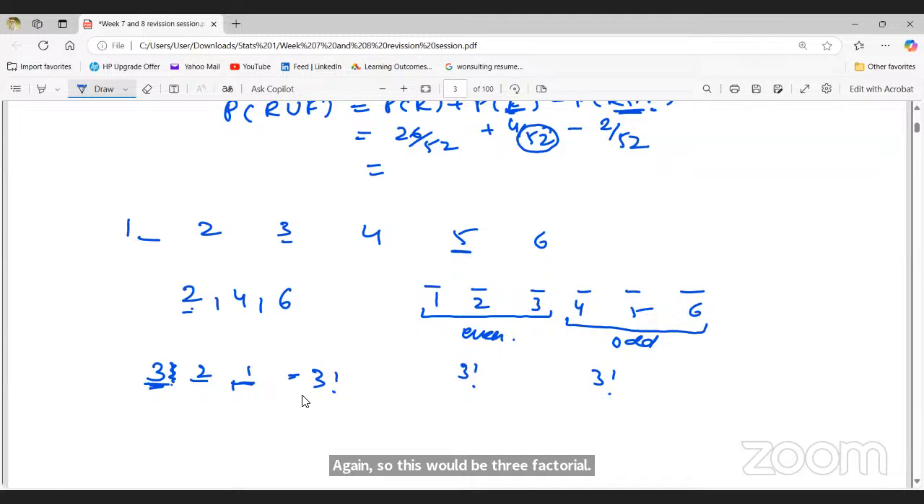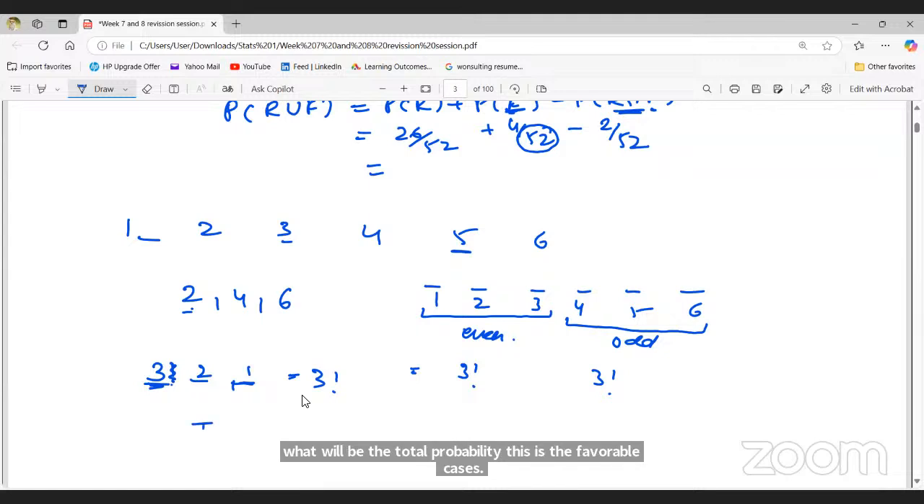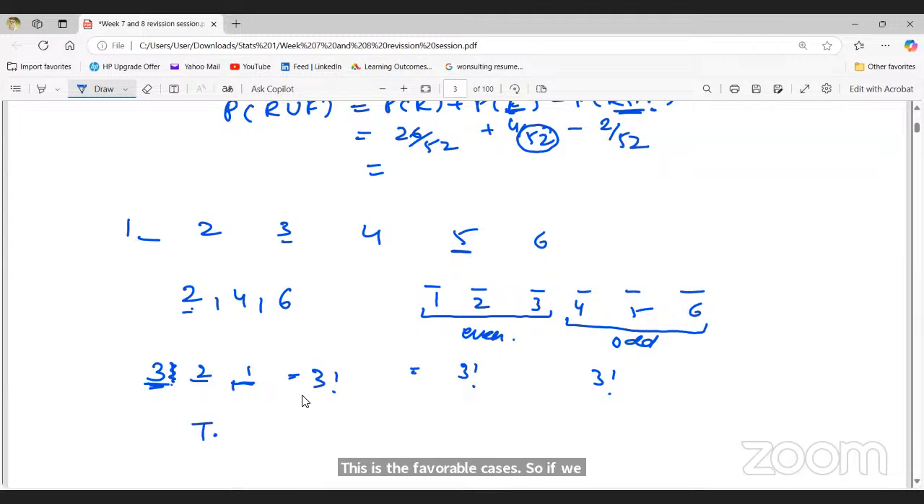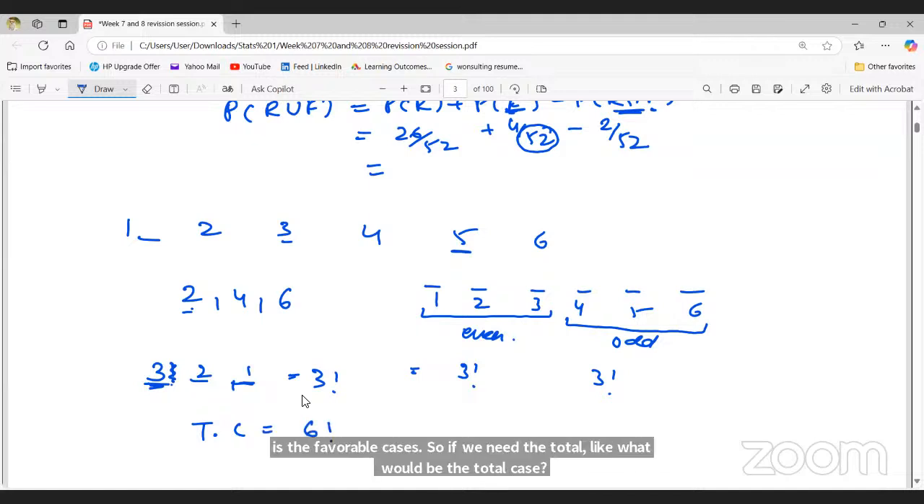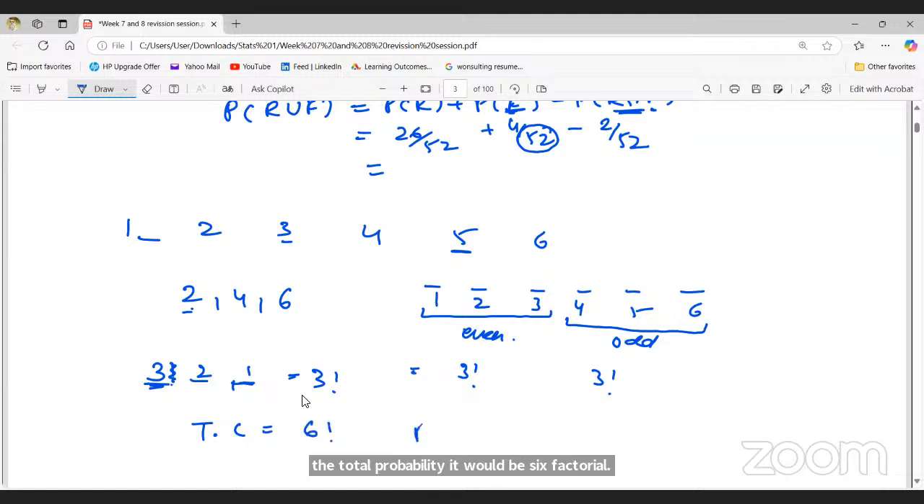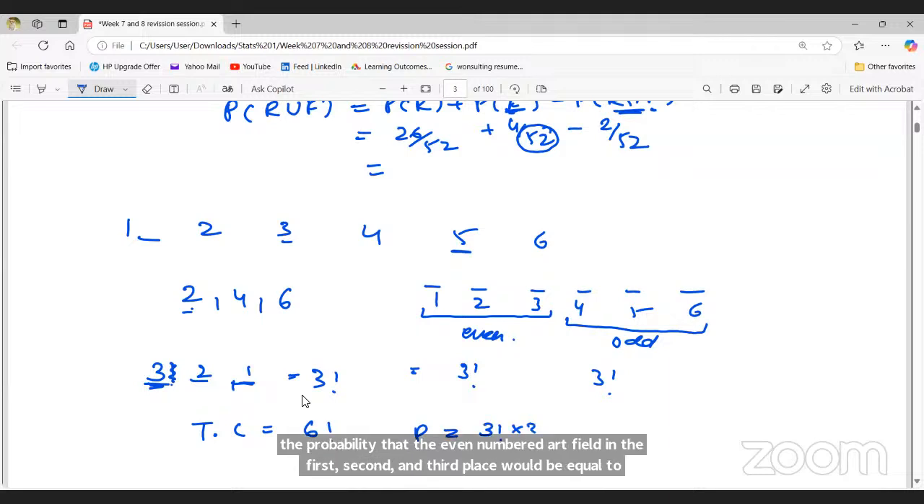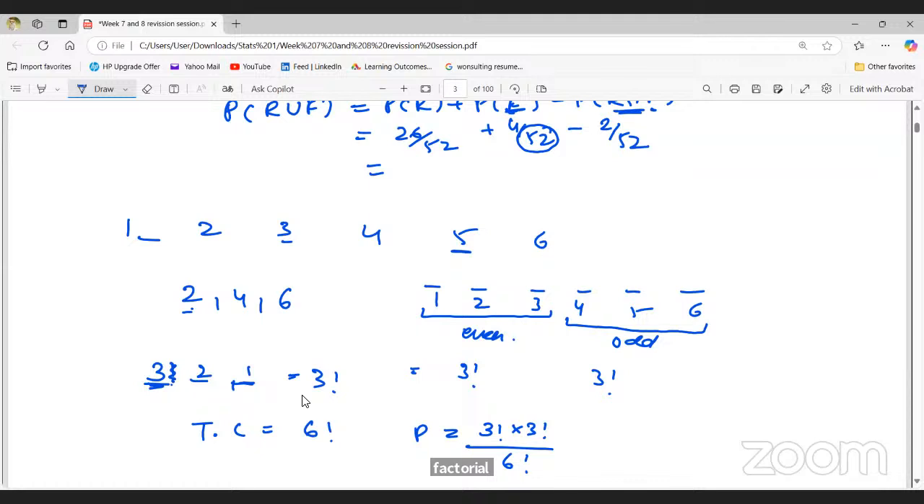And what will be the total probability? This is the favorable cases, right? If we need the total, the total cases would be 6 factorial. So the probability that the even numbers fill the first, second, and third place would be equal to 3 factorial times 3 factorial upon 6 factorial. Got it? Yes, ma'am.